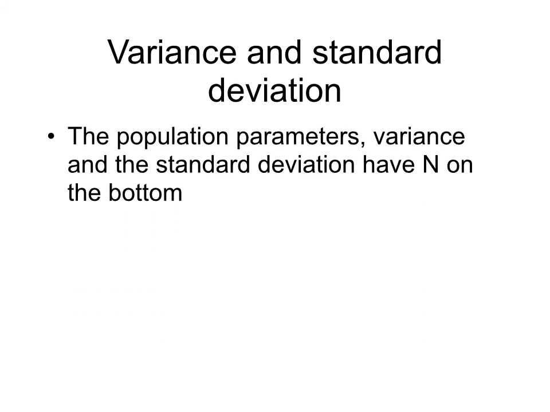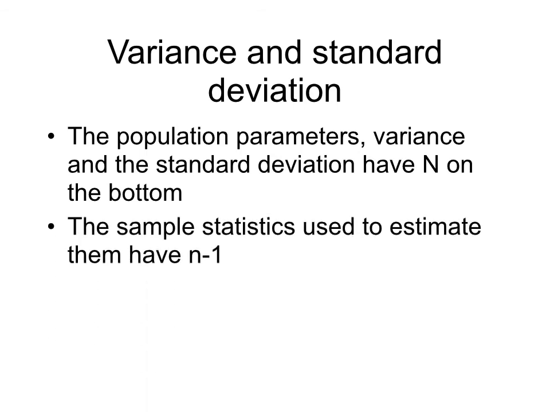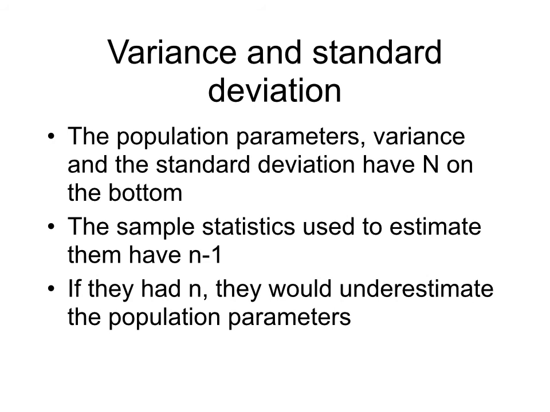So, the population parameters, variance and standard deviation, have big N on the bottom. Big N in this case means the total number of observations in the population, or the total number of units in the population, whatever you want to say. But the sample statistics have little n minus 1 on the bottom. If they had little n, they would actually underestimate the population value more often than they overestimate it. They would be biased estimators. We want unbiased estimators. That's what we're looking for, unbiased estimators.